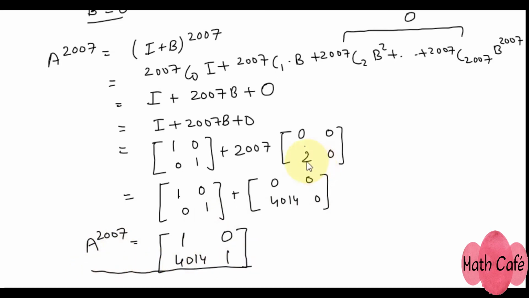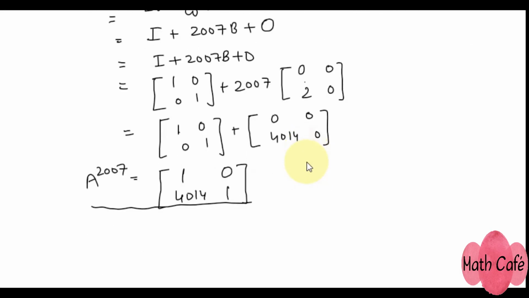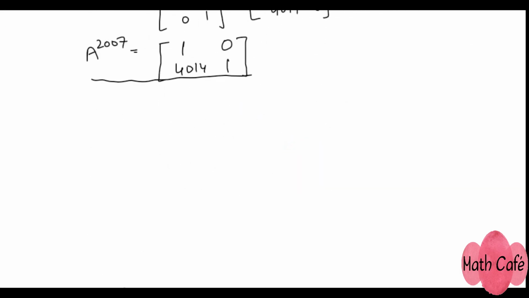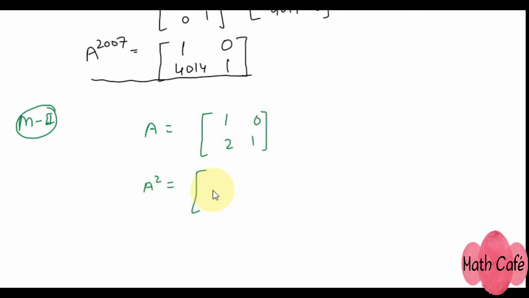All right, so hope you understand this. Actually, we can solve this question by another method also, so let's see method number 2. It is given in the question that matrix A is 1 0 2 1. So let's find A square, which is 1 0 2 1 multiplied by 1 0 2 1.